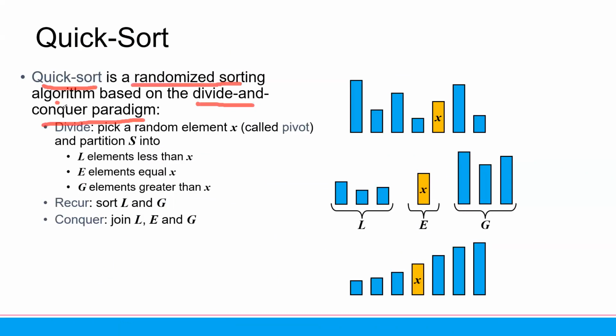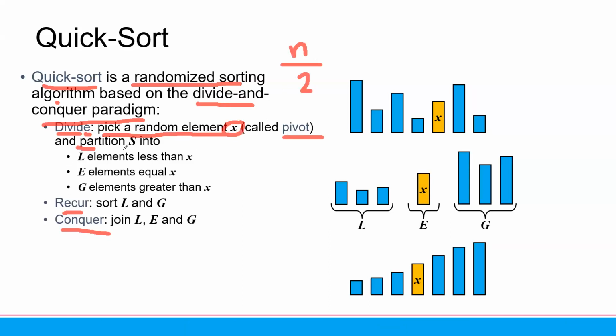So if you still remember, we use the divide, recur, and conquer on the merge sort, and it is the basis of the divide and conquer. Now in the quicksort, we are going to divide by picking a random element. In the merge sort, we will divide the elements by 2. But in the quicksort, we will pick a random element, X, or we call it pivot.